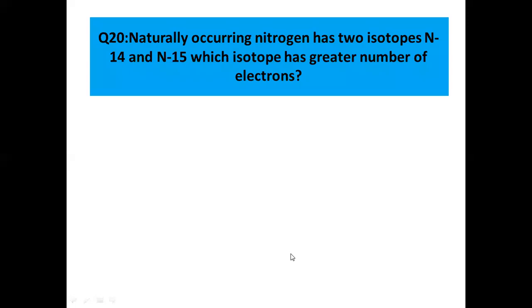Last question of the chapter. Naturally occurring nitrogen has two isotopes, nitrogen 14 and nitrogen 15. Which isotope has the greater number of electrons?